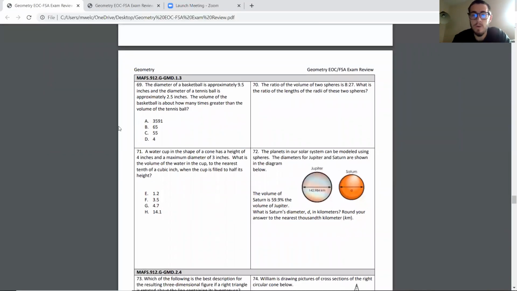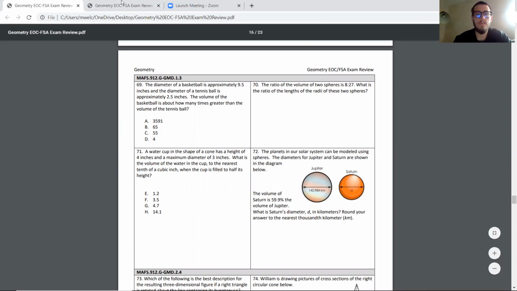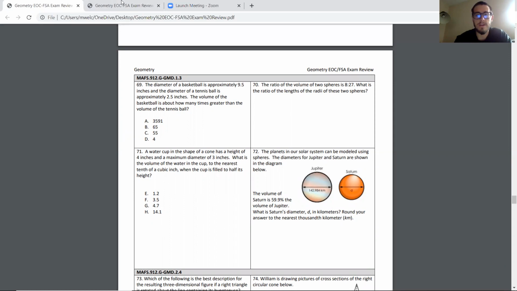It says the ratio of the volume of two spheres is 8:27. What is the ratio of the lengths of the radii of these two spheres? So basically speaking, when they say the ratio of the volume of two spheres, that means you have two spheres and the volume of one divided by the volume of the other gives you this fraction 8/27.